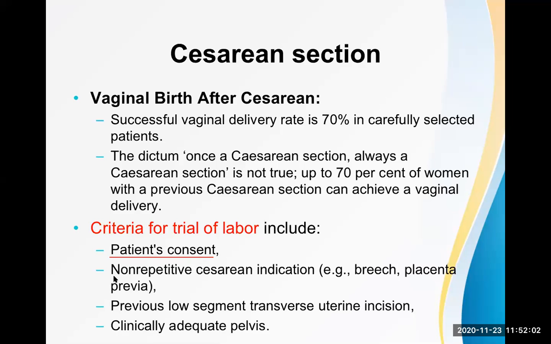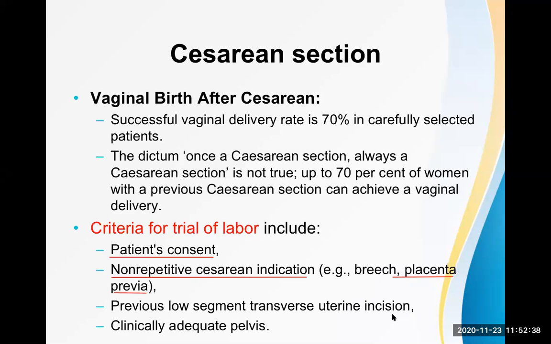Another criterion for the trial of labor is a non-repetitive cesarean indication, like breech and placenta previa. Okay, breech and placenta previa. So you don't go for trial of labor there. This may be too risky, but you can give a try. Placenta previa can be of different types, grade 1, grade 2. We can go for the trial of labor. Even in breech delivery, she can go for a trial of labor, but they are too risky. So it is again the doctor's decision here.